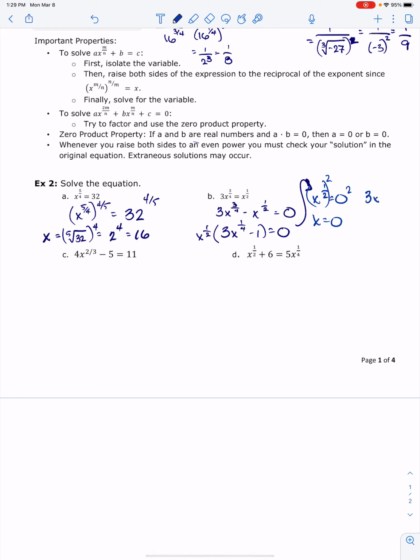I get 3x to the 1/4 minus 1 equals 0. I'm going to move that 1 over to the other side. I am going to divide by 3. And then we're going to go ahead and raise both sides to the 4th power. And I get x equals 1 over 81. Definitely writing too big on this one. So here are my two solutions, x equals 0 and x equals 1 over 81.